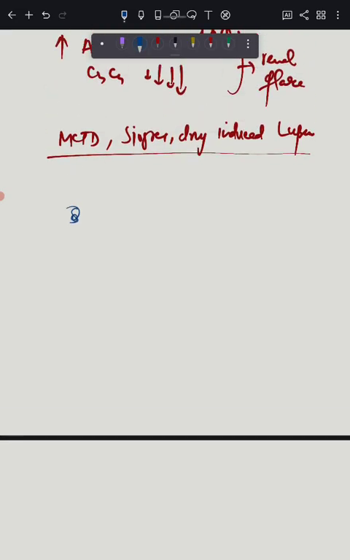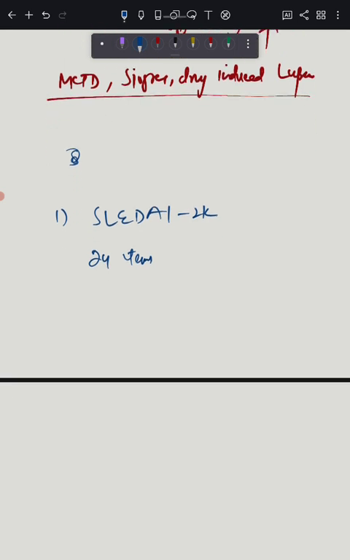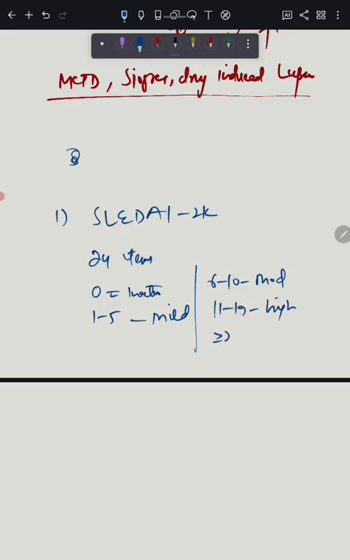One is a simple and global score, that is SLEDAI, SLEDAI-2K. It's a very simple and global severity assessment score and scale, and in this there are 24 items belonging to CNS, renal, serositis, arthritis, mucocutaneous, hematological, labs, etc. The cutoffs commonly used are 0 means inactive, 1 to 5 is mild, 6 to 10 is moderate, 11 to 19 is high, and greater than or equal to 20 is very high.